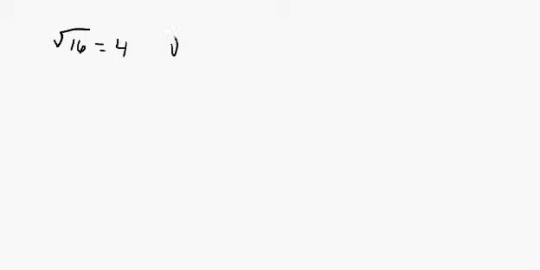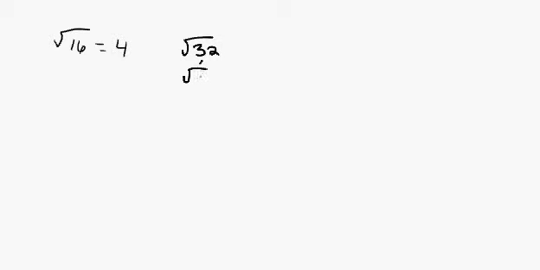But what if I wanted to do radical 32? I know 32 is not a perfect square. So how can I simplify this? One way to simplify it is to think of the largest perfect square that goes into 32. That's a factor of 32. I know one perfect square that goes into 32 is 16.